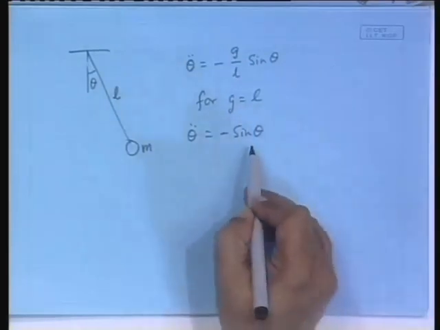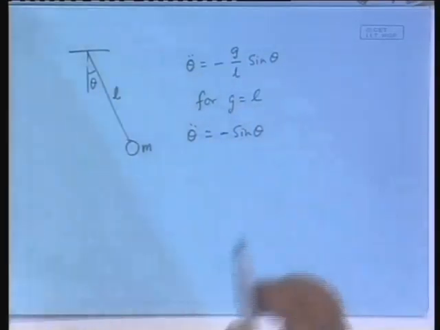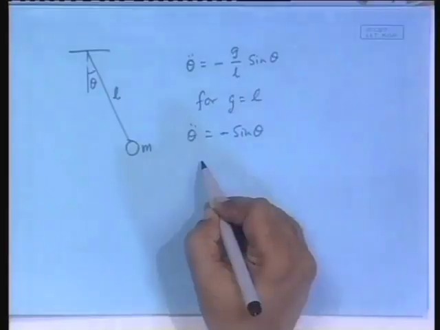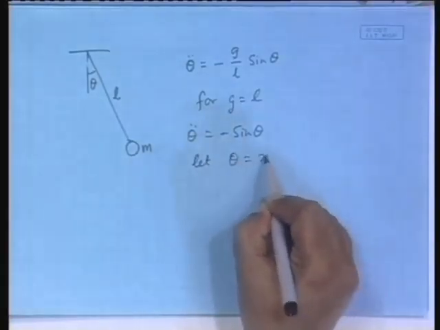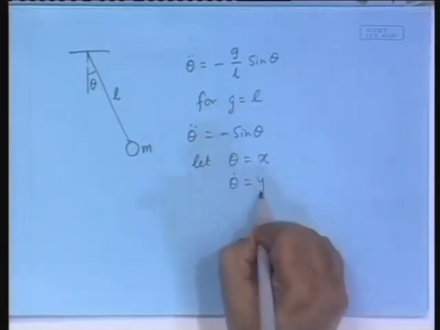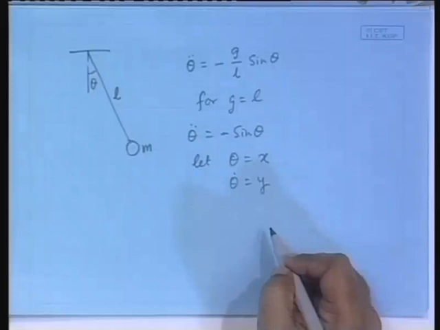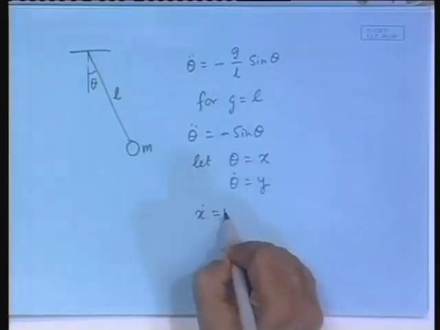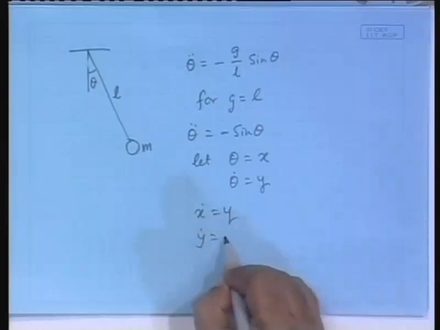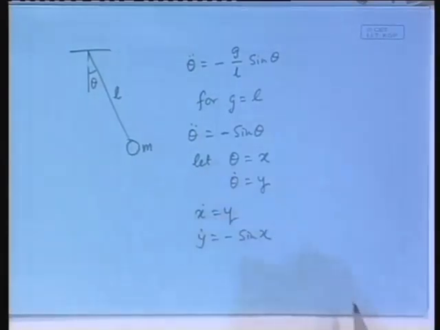Of course, we will need to write these in terms of first order differential equations. So, we will say let theta be equal to x and theta dot be equal to y. Then the equations are x dot is equal to y and y dot is equal to minus sin x. I do not want you to put sin x equal to x as yet. Okay. Now, what are the equilibrium points?